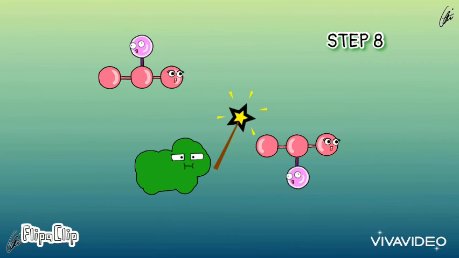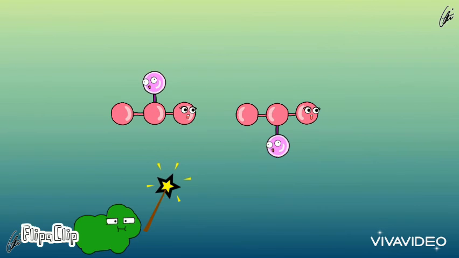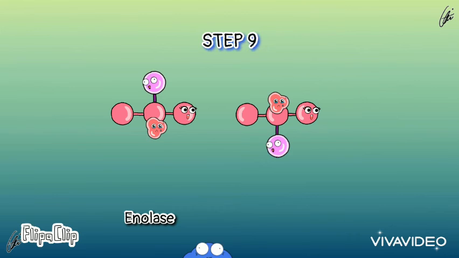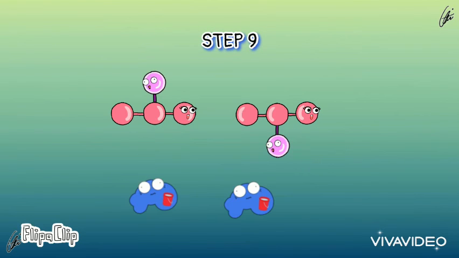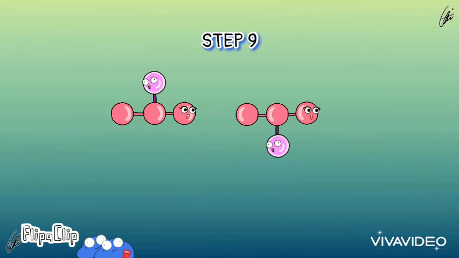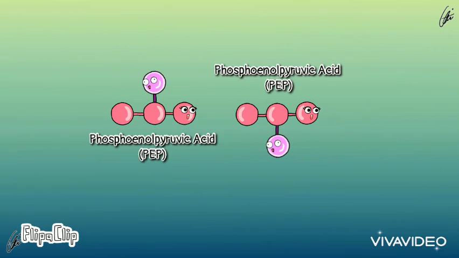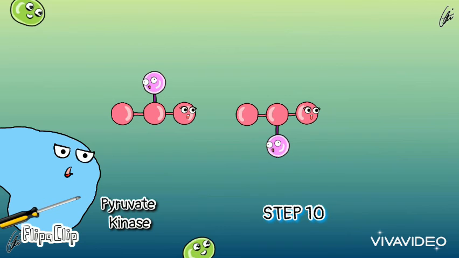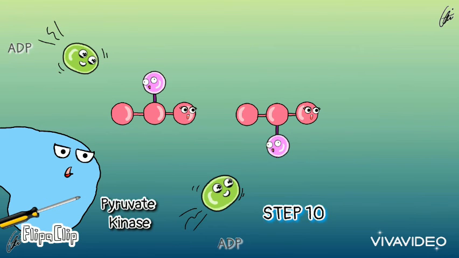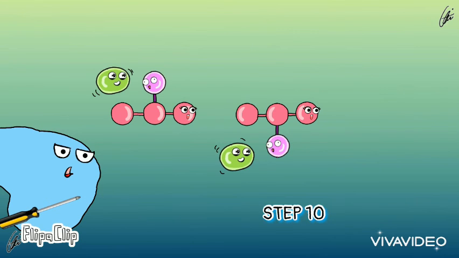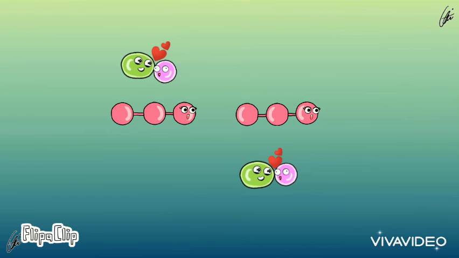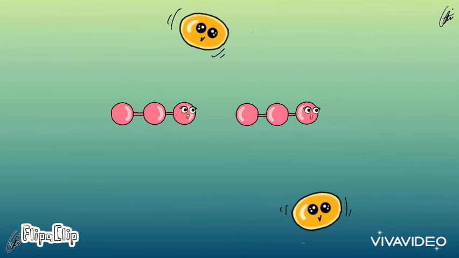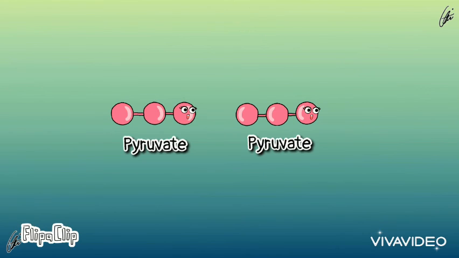Phosphoglycerate mutase binds each phosphate at the second carbon of each molecule, and 2 2-phosphoglycerate form. Next, the enolase enzyme takes the water from the molecules, producing 2 molecules of PEP. Lastly, pyruvate kinase removes each phosphate from the molecules and binds it to each ADP molecule. Then, 2 molecules of ATP are released and 2 pyruvate form.